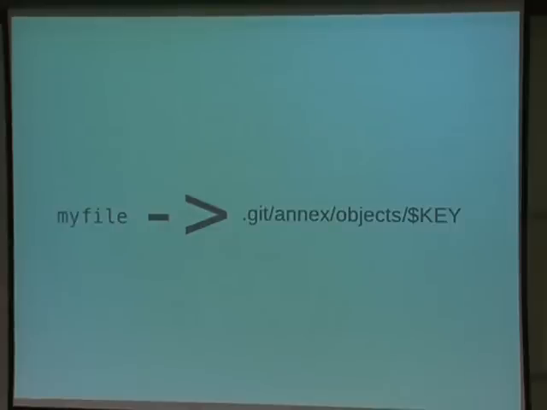So what we have is a file, and the file here is actually checked into Git. The symlink is checked in. But the actual data over here, which is in Git-annex objects, hash for a hash of file, basically, is not checked into Git at all. It's just living in your .git directory. So that's on your local computer.